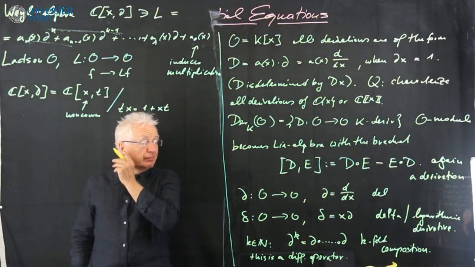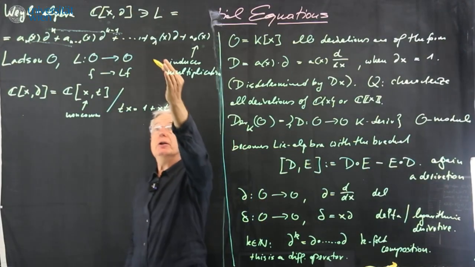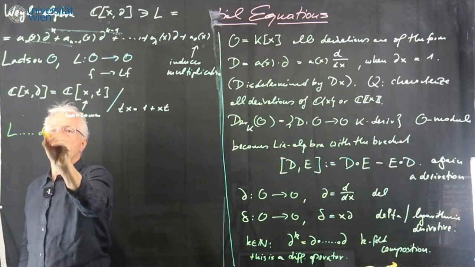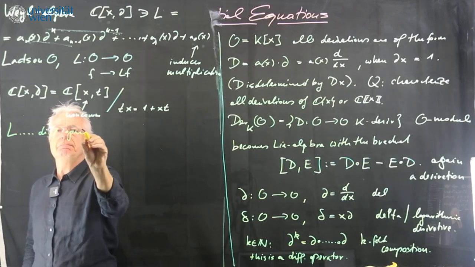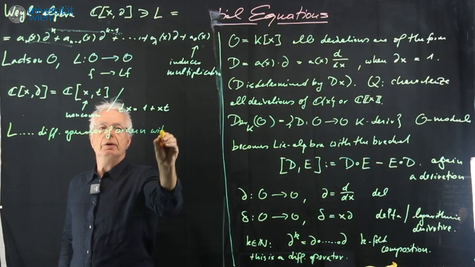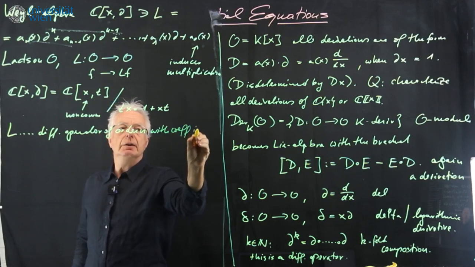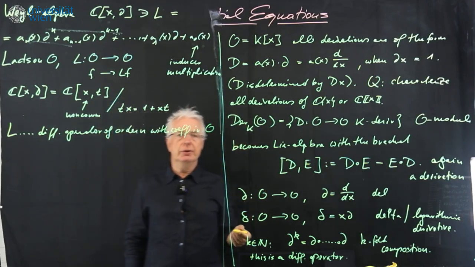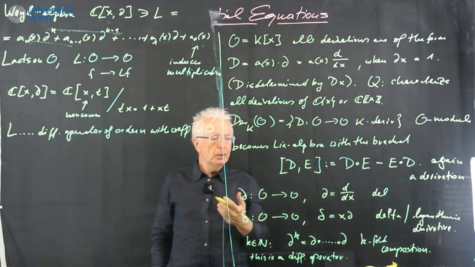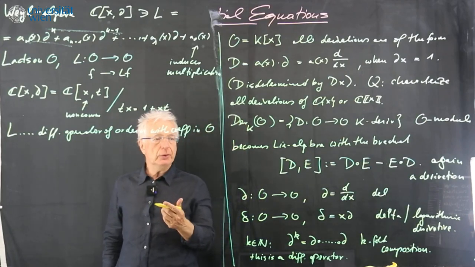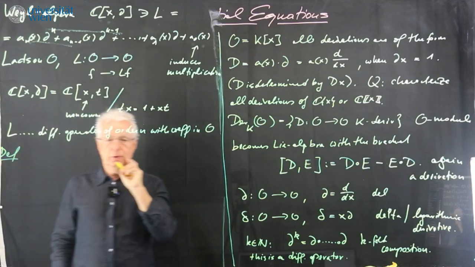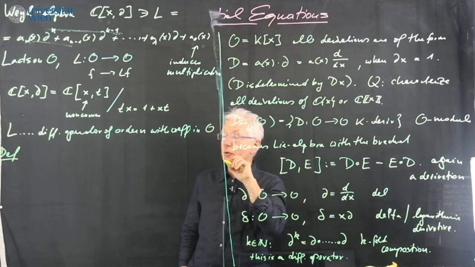Okay, so this is, of course, what I call a differential operator of order n with coefficients, and now I take again O, any of these rings. Then it is just a description of the elements. You can also give a more intrinsic definition, and this is often called the definition in the sense of Grothendieck.